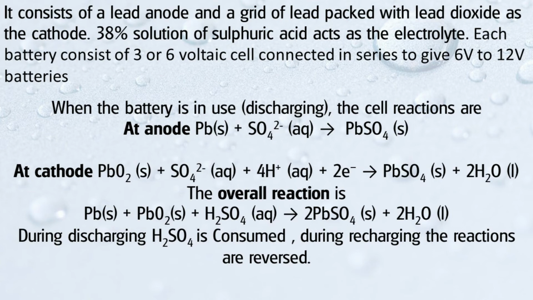During discharge, the sulfuric acid is consumed. Therefore, during recharging, the sulfuric acid is produced. We can also say that the lead storage cell can act as a voltaic cell during discharging and as an electrolytic cell during recharging.